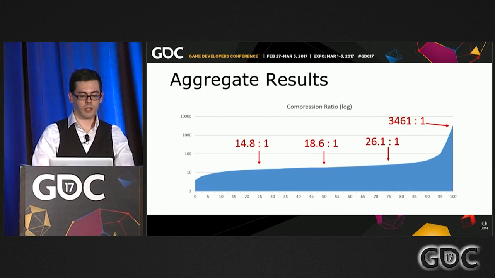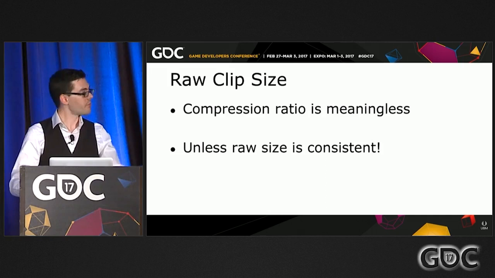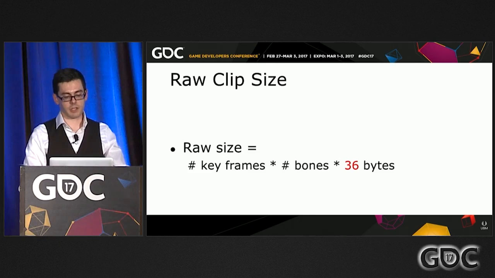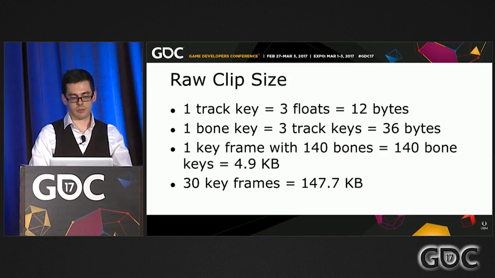A quick word about the compression ratio is that it's absolutely meaningless unless you and I use the same formula to calculate the raw size. And here, my formula is the number of keyframes times the number of bones times 36 bytes per bone. And the 36 bytes comes from the fact that every bone key has three tracks, and each track is three components or three floats, which yields 36 bytes.